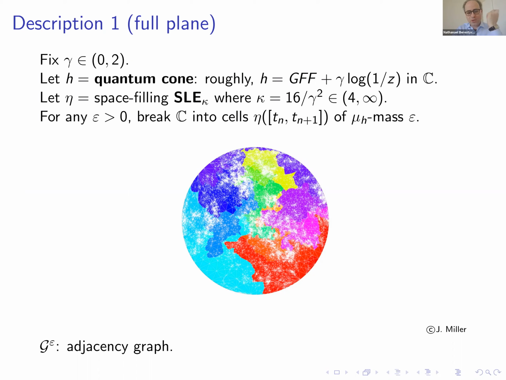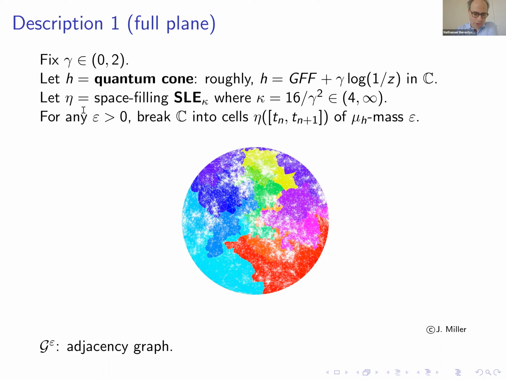So what is a quantum cone? Roughly speaking, it's a variant of the Gaussian free field. I'm simplifying things slightly, but not very much. What it is, roughly speaking, is a version of the Gaussian free field in the full plane, to which you add a logarithmic singularity multiplied by gamma placed at the origin. So it's a Gaussian free field-like object, if you like.